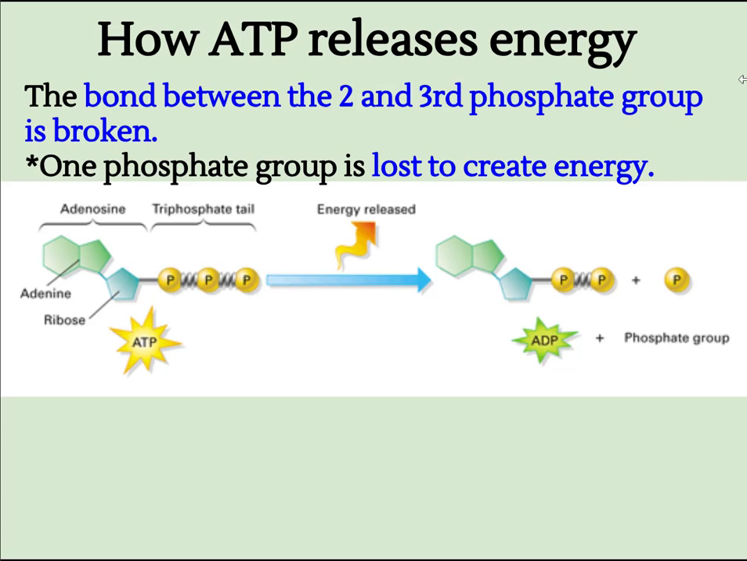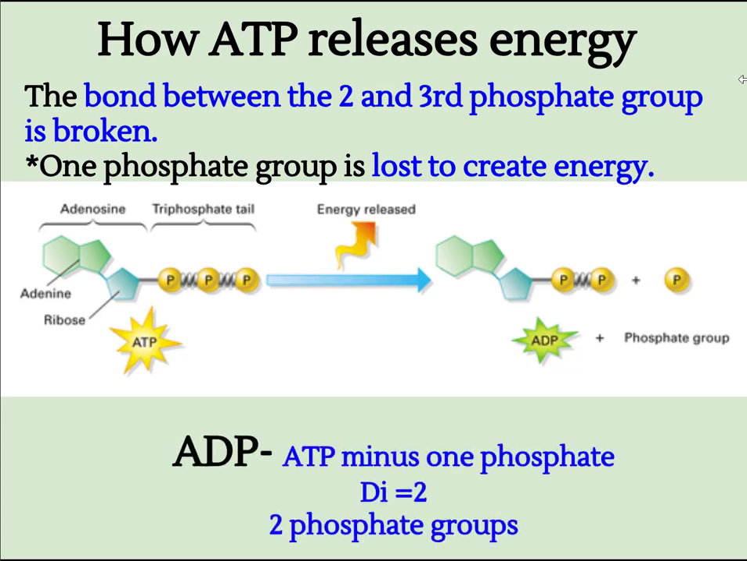Think about ATP like a Nerf toy. If I have a Nerf toy and I shoot that Nerf dart across the room, okay, that energy has now been released from that Nerf dart, and that other one is across the room now. That's kind of how ATP works. We're releasing that phosphate off. Now, when we do that, we don't have ATP anymore. We don't have 3 phosphates. We have 2. So we now have ADP. So all this is ATP minus 1 phosphate. So we have adenosine diphosphate, because we have 2 phosphate groups. Di is 2.